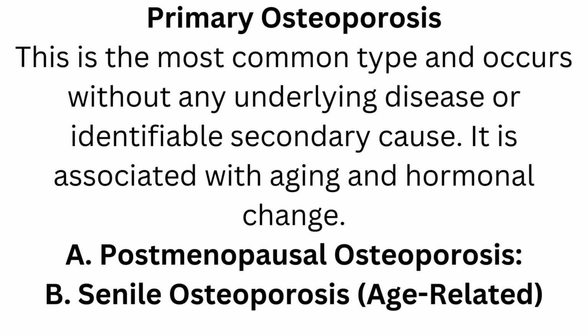Osteoporosis can be divided into primary osteoporosis and secondary osteoporosis. Primary osteoporosis is the most common type and occurs without any underlying disease or identifiable secondary cause. It is associated with aging and abnormal hormonal change. It consists of two types: postmenopausal osteoporosis and senile osteoporosis, which is age related.